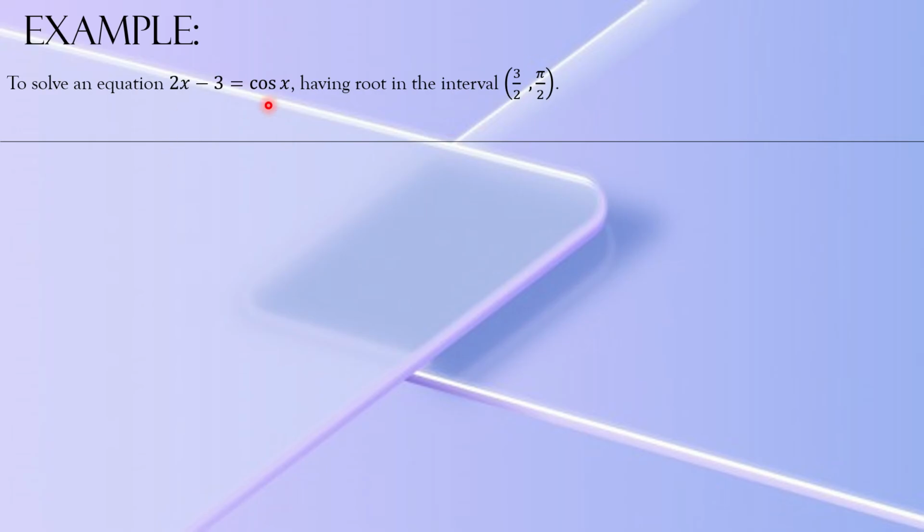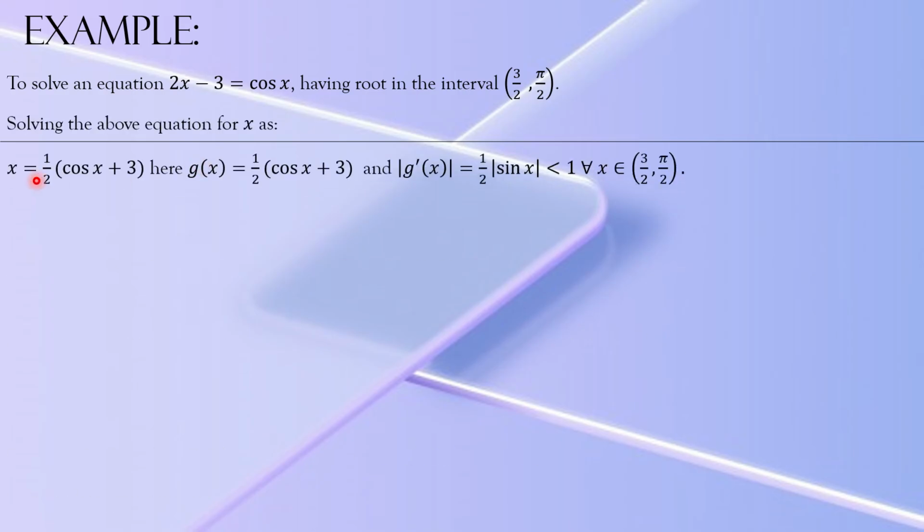So for this equation, the first step would be to solve for x. That is, we need to write the equation in the form x is equal to something, and there are many representations. We can simply take x is equal to cos inverse of 2x minus 3. We can take x is equal to cos x plus 3 divided by 2, which we are taking here. So x is equal to 1 by 2 of cos x plus 3. And in this case, obviously, g of x would be 1 over 2 of cos x plus 3.